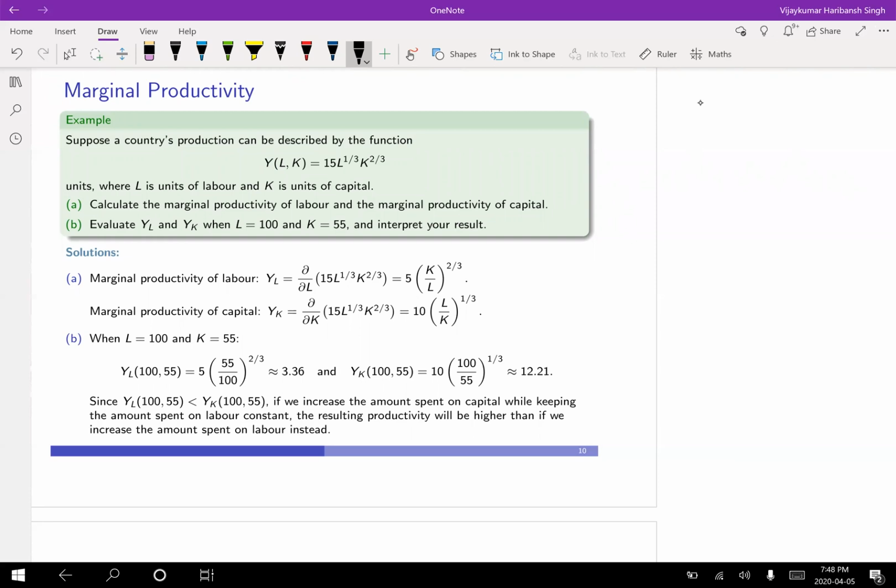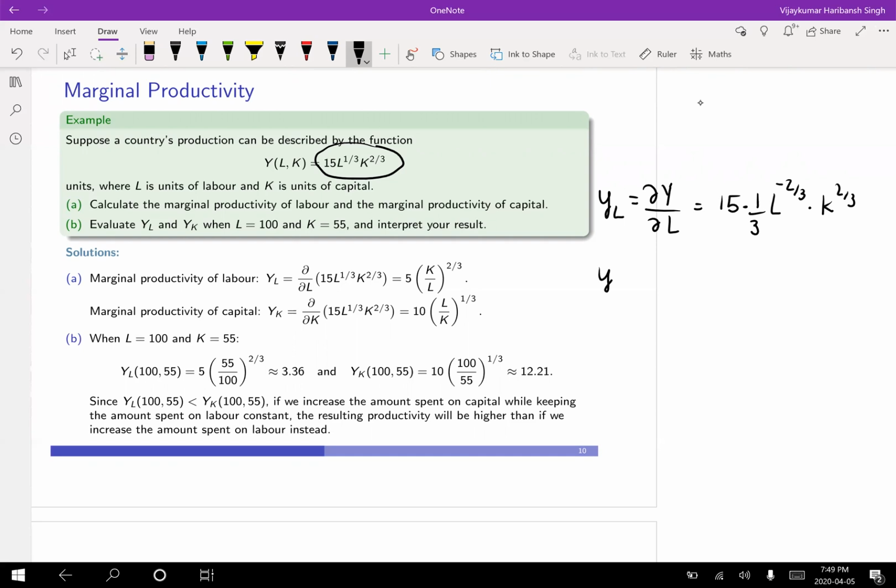So marginal productivity of labor is going to be YL, which is dou Y by dou L, the partial derivative of this with respect to L. So it's going to be 15. The derivative of L to the power 1 over 3 is 1 by 3, L to the power 1 by 3 minus 1, so 2 by 3. K to the power 2 by 3 stays as it is because it's a constant. So this is the result.